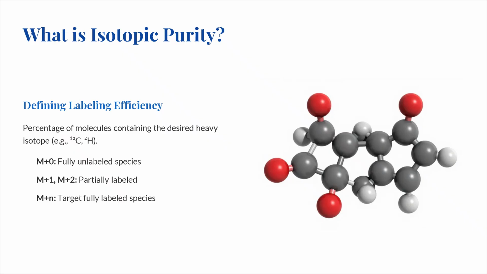First, let's understand what isotopic purity really means. Isotopic purity refers to the percentage of molecules that contain the desired heavy isotope, such as carbon-13 or deuterium. But in reality, your sample is rarely perfectly uniform. Some molecules remain completely unlabeled. These appear as M+0. Some are partially labeled. These appear as M+1 or M+2. And finally, the molecules that contain the full intended labeling appear as M+N, which is your target species. Our goal is to measure how much of your sample actually belongs to this target labeled category.